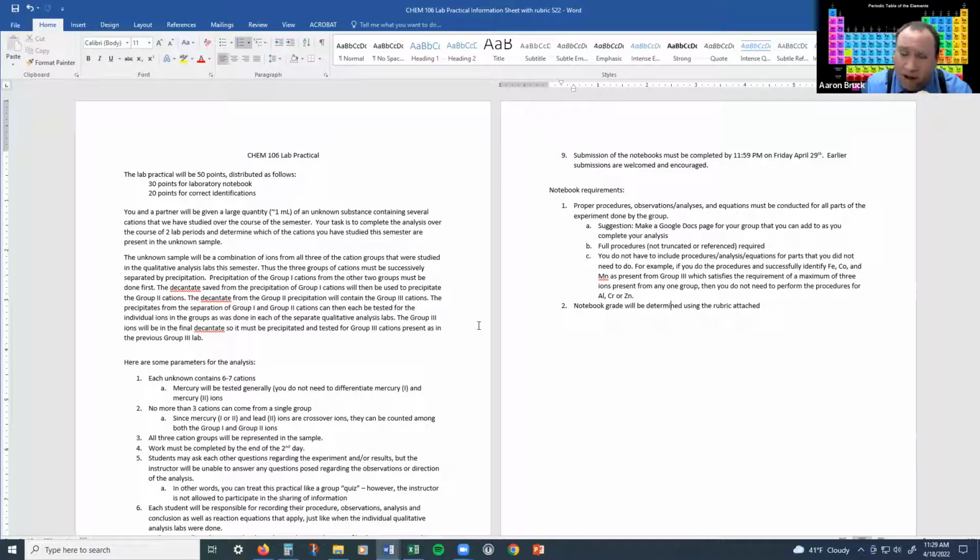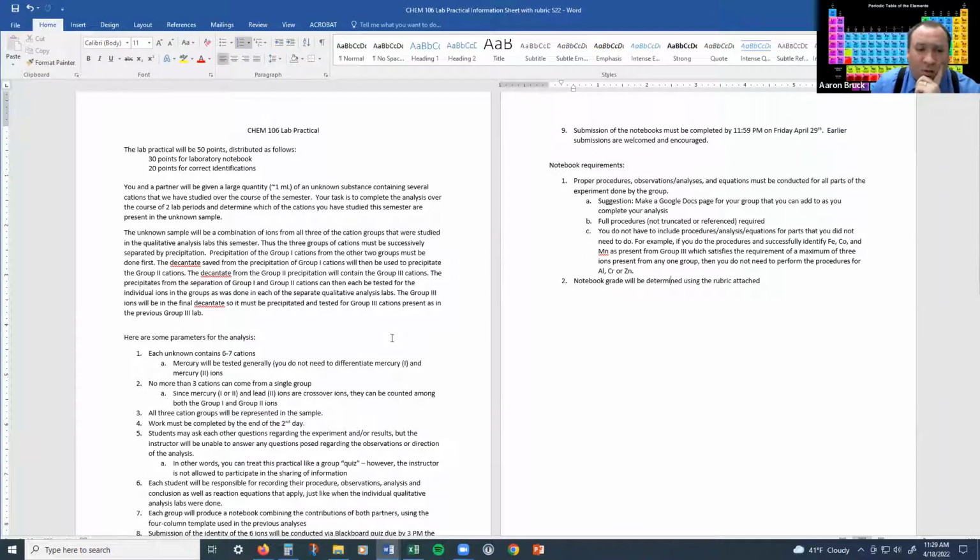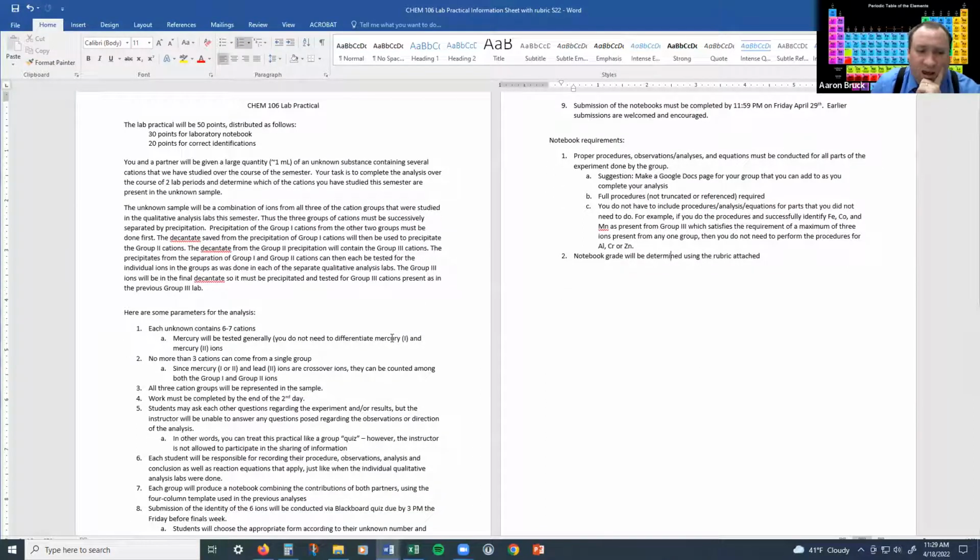There will be representatives of all 3 of the cation groups, though. So it's not like we're going to get to group 3 and there's going to be nothing left over that you're going to be able to look at. You have to complete all the work by the end of the second day. If we do need a third day, it'll come out of the written final day, as we've discussed before.